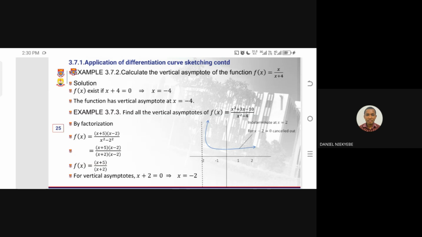Because when you do your factorization, you realize that certain terms will cancel. So the vertical asymptote is just 1. So it's not 2. Your vertical asymptote becomes x is equal to negative 2 after you are done with your factorization and then the cancellation. So that is it for this particular example.